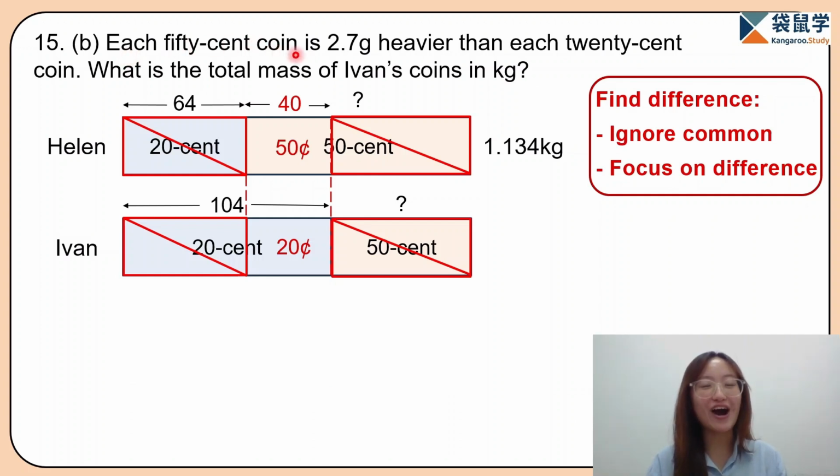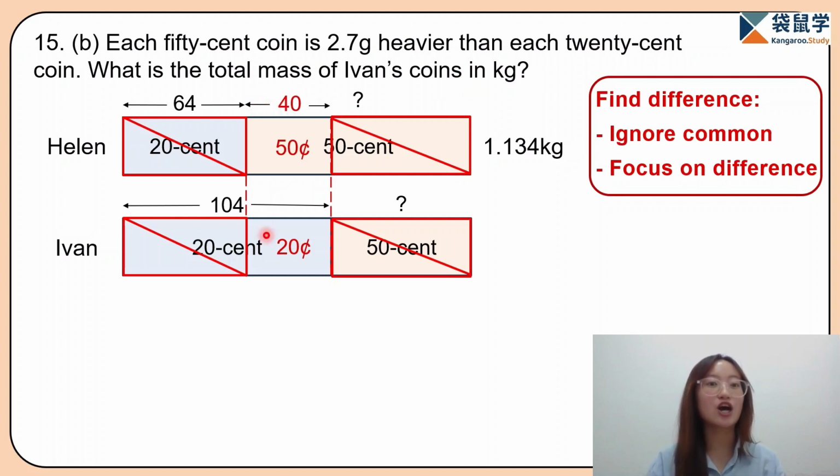Each 50-cent coin is 2.7 grams heavier than each 20-cent coin. So we are given the difference in mass for one 50-cent coin and one 20-cent coin. What is the total mass of Ivan's coins in kilograms? At the start, we were given the total mass of Helen's coins. So how can we use this to find the total mass of Ivan's coins? We can find the difference in mass. So let's try it together.